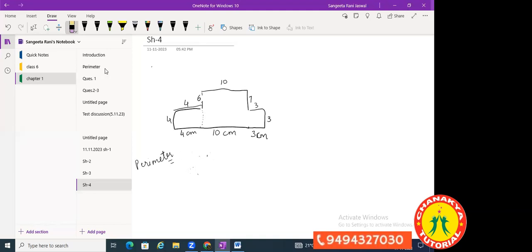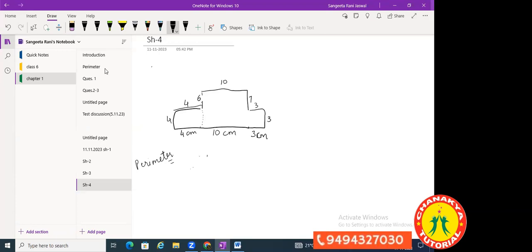How much is the perimeter now? Teacher, one minute, I have a doubt. First I've given 4, 10, 3. I consider that: the upside is 4, the side is also 4, and the north part is also 4.